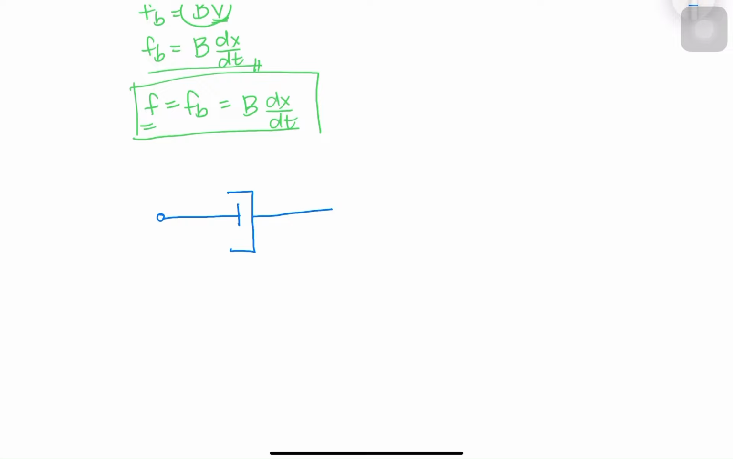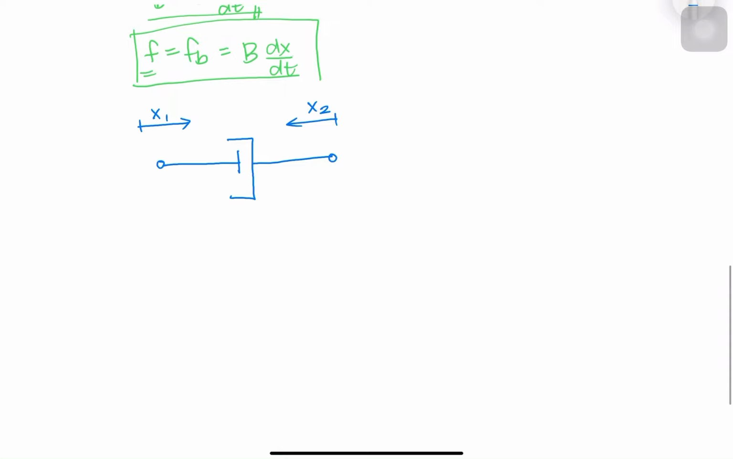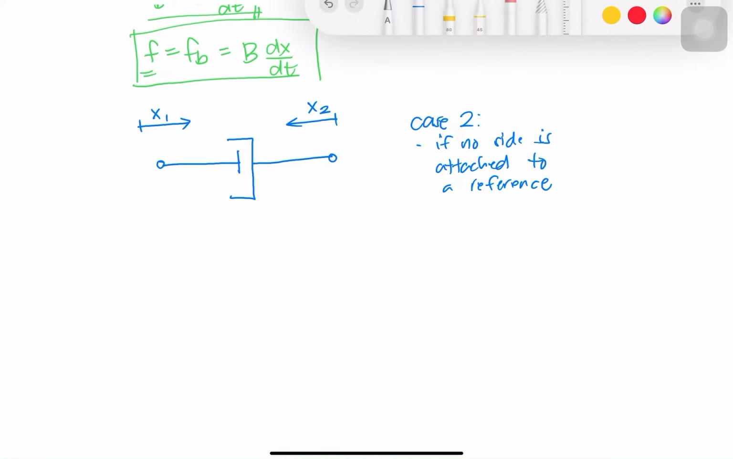Okay, so ganyan lang siya, open lang siya. So pag ganyan, magkakaroon tayo ng two displacements. So, displacement from both ends. Okay. Case number 2. This is if no side is attached to a reference. So, paano gagawin pag ganyan?